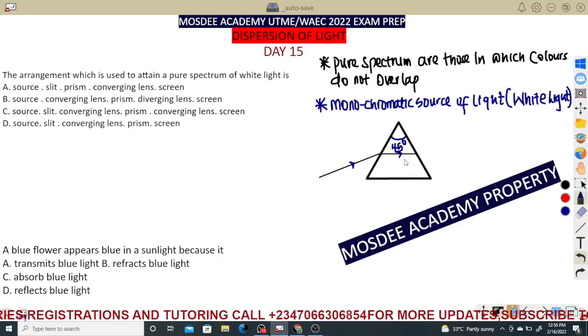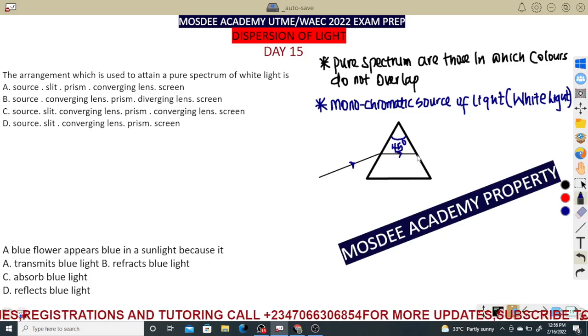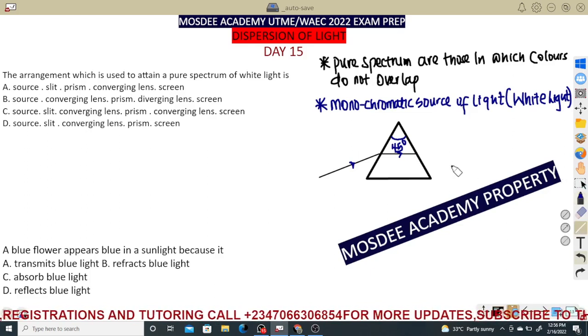Let me quickly change the diagram. Then when it comes out, it is inside the glass. It wants to come out. It will bend away from the normal because it's moving from glass to air. Now let's take a glass slab, which we've talked about, to understand this. We're going to draw like this.